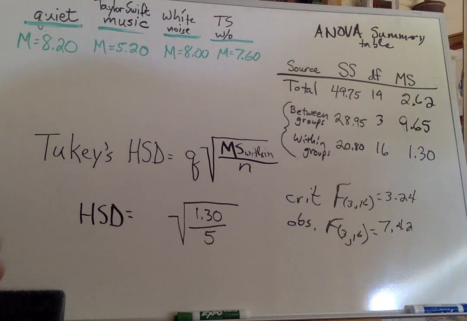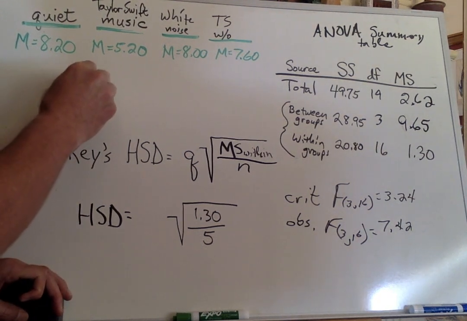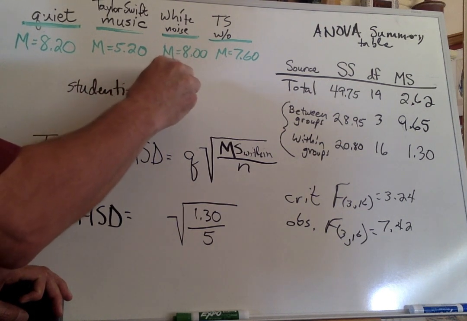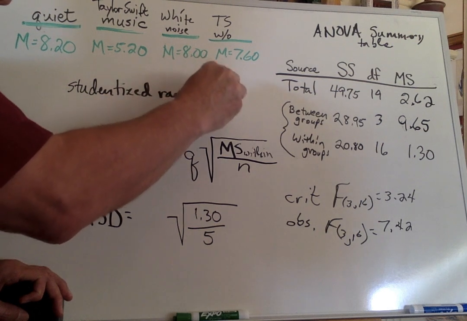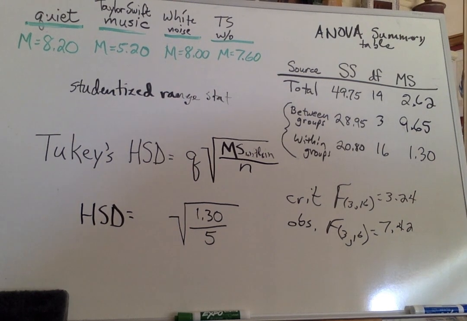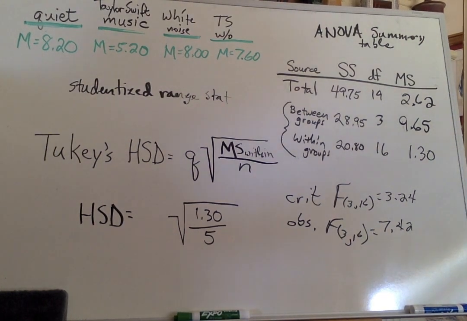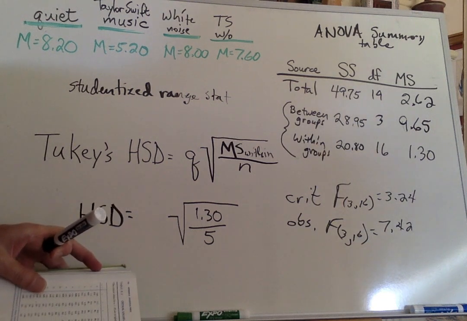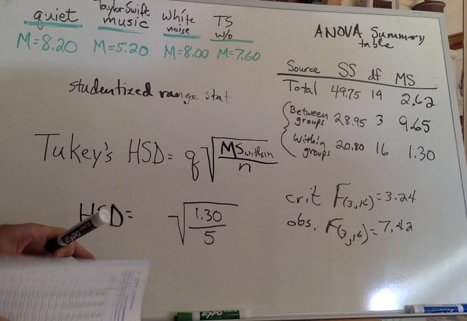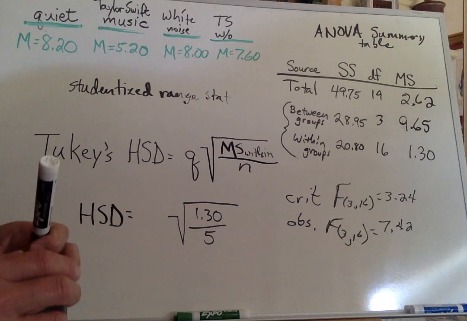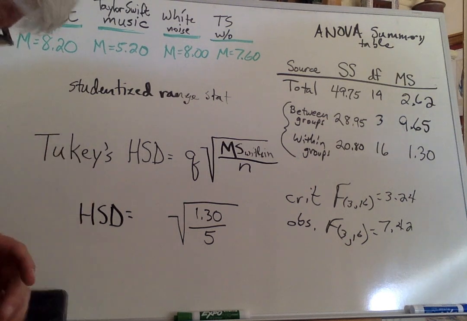Now Q is called the studentized range statistic. I didn't make up this name, the studentized range statistic. And in fact, this is one that you look up in table B5, okay? So I'm going to get the book and go to table B5. What we're going to do here is look at the instructions. In a way, these tables each have sort of instructions.